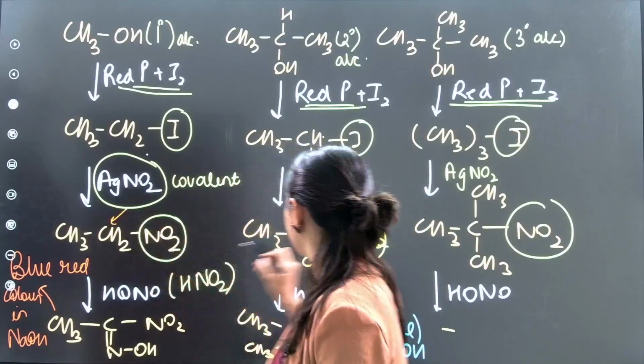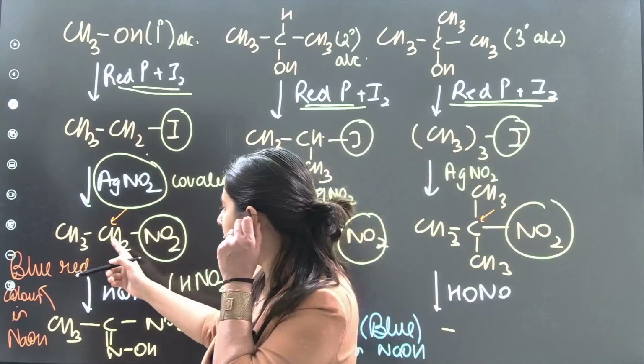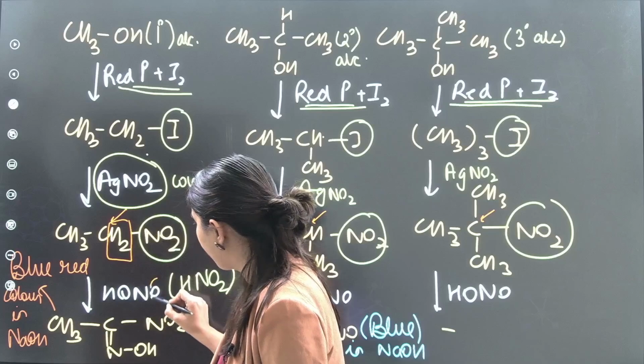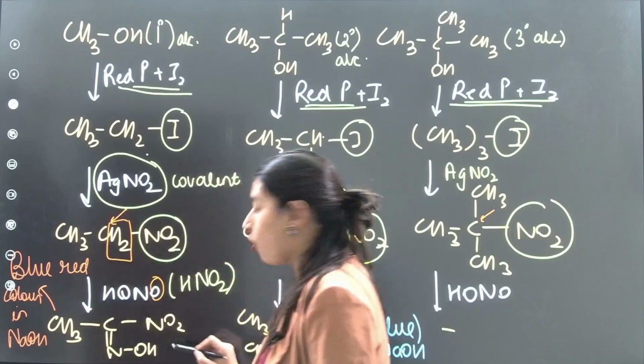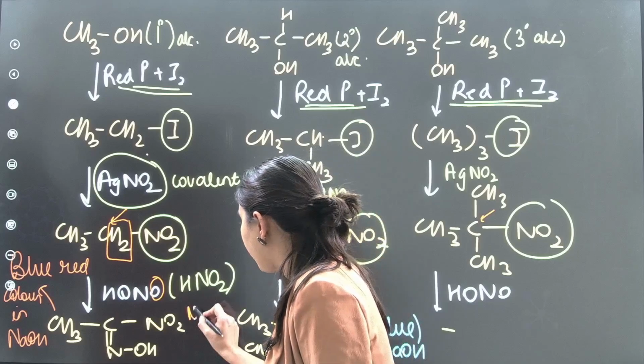So look at this carbon, look at this carbon, look at this carbon. If you see this carbon, it has H2. So if it has H2, get rid of both the H2s by removing an oxygen. So what do you get? NOH, right? We have a name for it. We call it nitrolic acid.